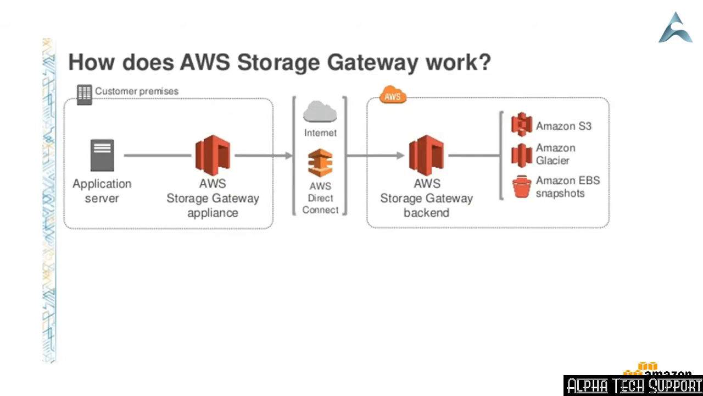How does AWS Storage Gateway work? For example, on customer premises, if you want to upload your data to the cloud or shift your data to the cloud, the first stage is to move to the storage gateway appliance, which will be physically connected via Direct Connect or the internet, and which is stored on the storage gateway backend to S3, Glacier, or EBS.